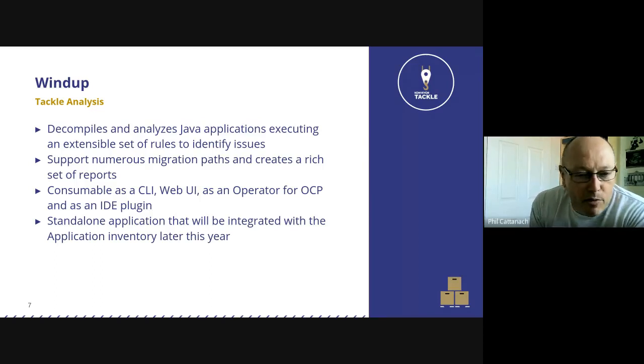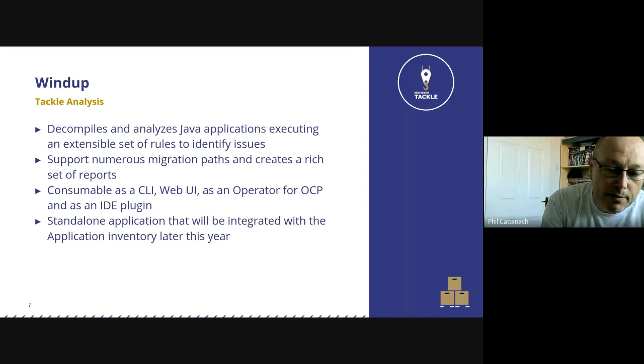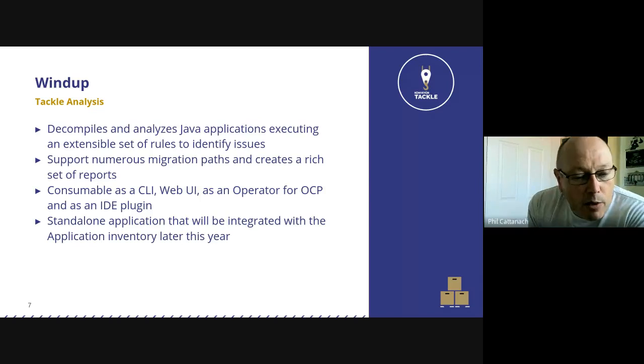It could be EAP 7.4, which is migration rules to move to the latest version of EAP. We've got rules for Spring Boot to Quarkus and many other migration paths as well. It's consumable as a CLI and a web UI. There's an operator to deploy it on OpenShift as well as an OpenShift template. And we have a number of IDE plugins.